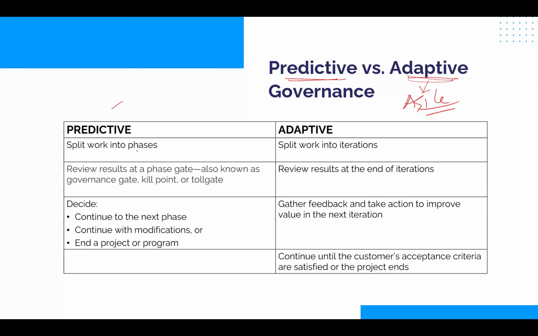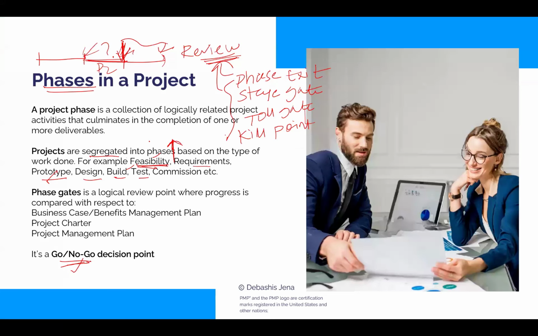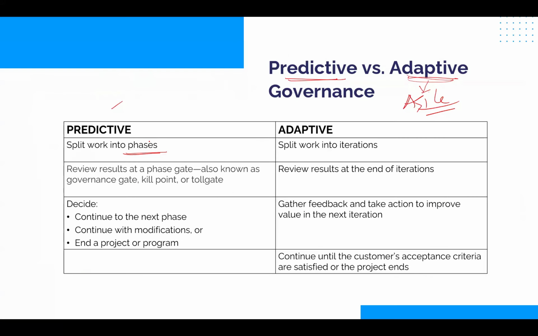Look, in predictive, you split the work into phases, which is what I was telling you. These you do in predictive. In agile, we don't have phases. In agile, we rather go for iterations. We spoke about time box. So this is one major difference. So in predictive, you review results at a phase gate, the end of a phase. This is what I told you. Call it kill point, toll gate, governance gate, phase exit, all these names are given. This is where you review at the end of every phase.